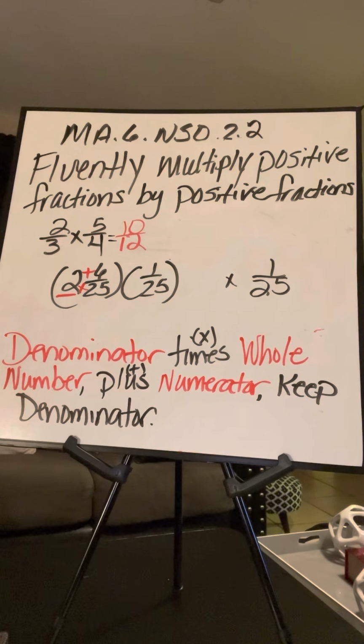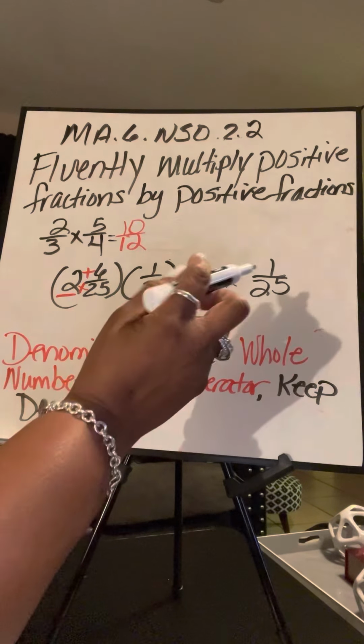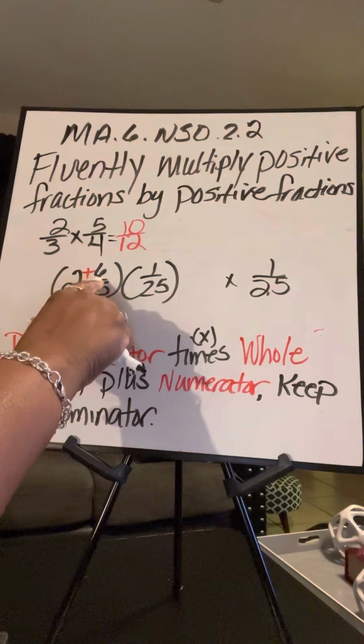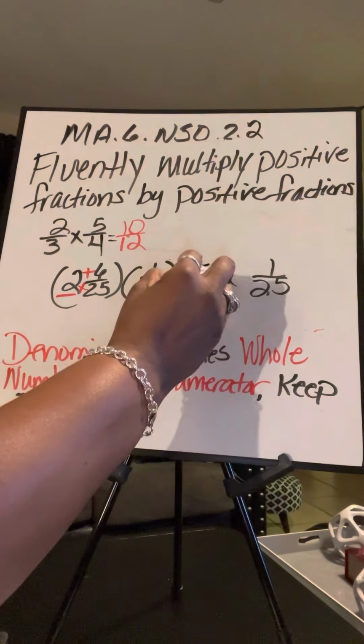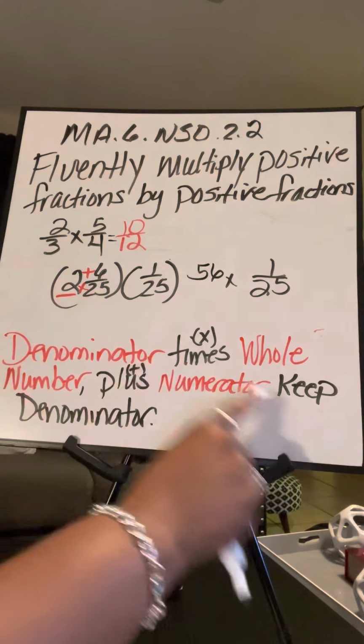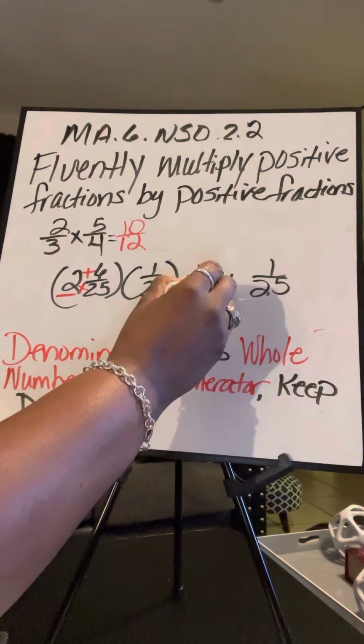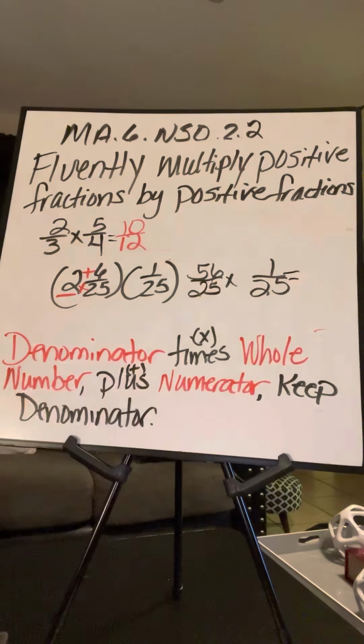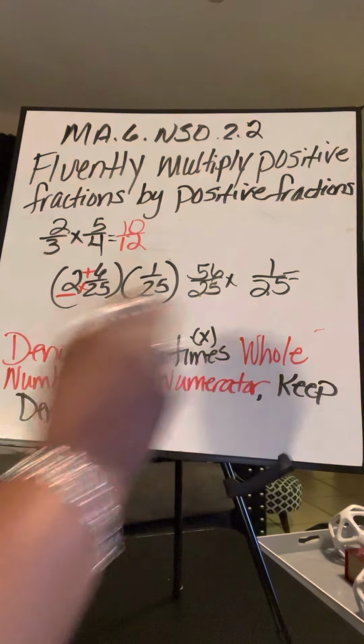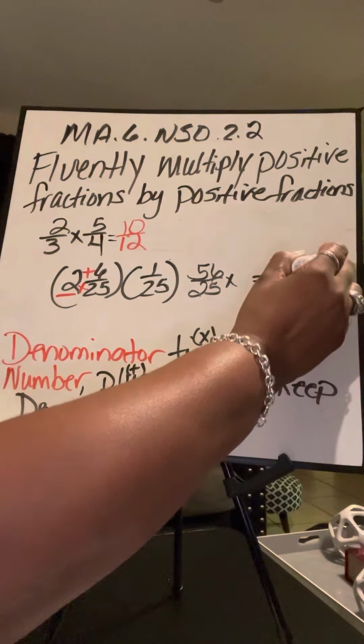Okay? So that's 25 times 2. We know 25 plus 25, or 25 times 2, is 50. Plus 6 is 56. And the rule says I keep the denominator. So I'm going to keep that. Okay? Now I'm going to multiply that as usual. So 56 times 1 is 56.